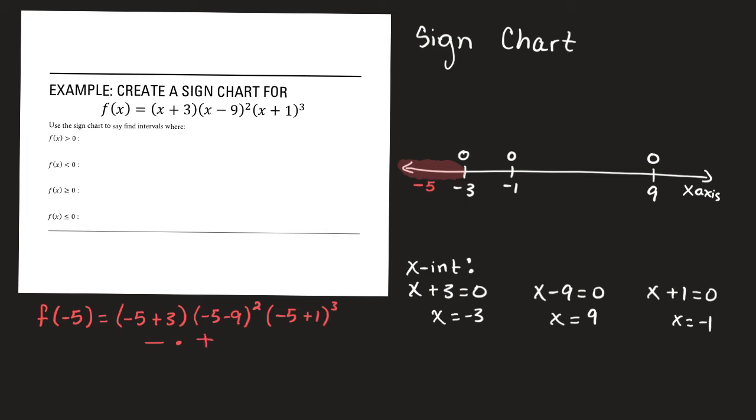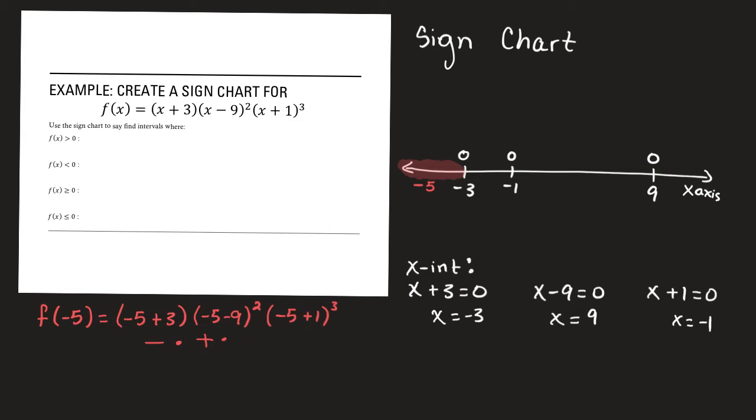And then my third factor that's being multiplied to create this polynomial is -5 plus 1 cubed. -5 plus 1 is -4, so it's a negative number. And when I cube a negative number, that means I'm multiplying it by itself 3 times. So I'm doing a negative times a negative times a negative. And if I multiply two negatives, that would make it a positive.